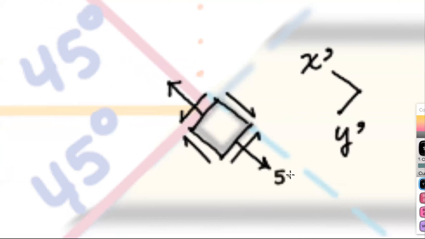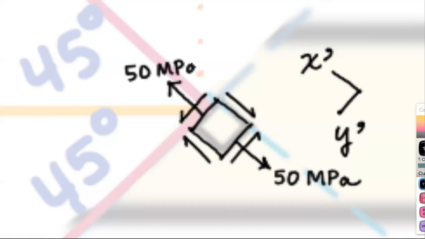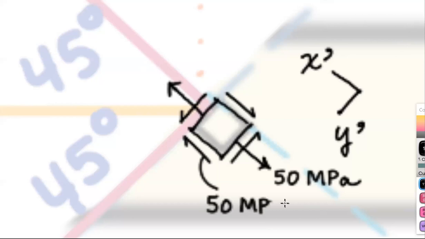So this is 50 megapascals. This is 50 megapascals. Shear stresses. Actually, I typically don't label that twice. If you do that, it's not wrong. It's just less conventional. I'll put 50 megapascals down here next to the shear stress.